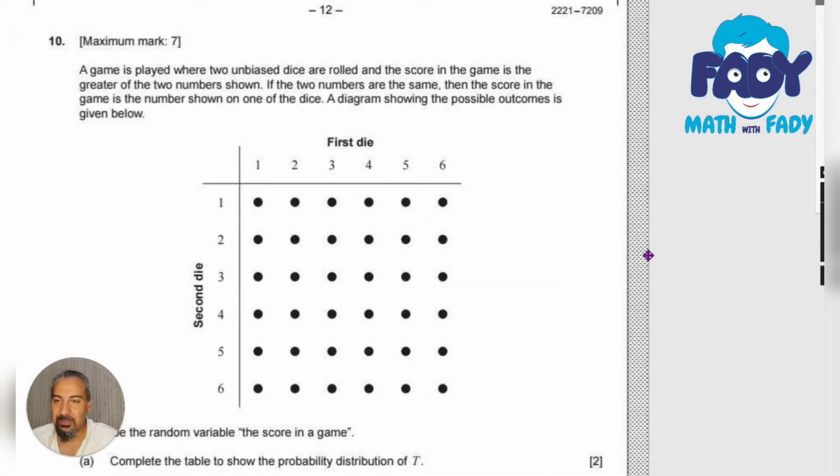Students, in this video we'll continue solving math applications SL, paper 1, May 21. Let's get started. Question number 10.